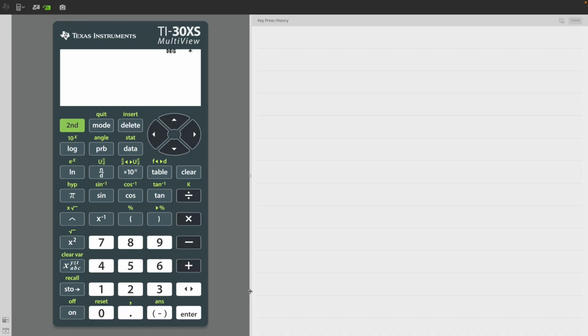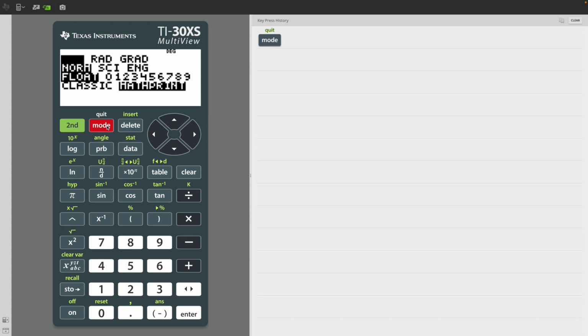When will you want to change modes? Well, it depends really on what kinds of numbers that you're working with. So let's go ahead and look at the different modes. So in order to see them, hit the mode key. And there's only two lines you care about. The second line, we can flip between normal and scientific mode. And the fourth line, the last line, we can switch between classic and math print. So right now I'm in normal mode, math print. That's usually the most useful for GED style problems.